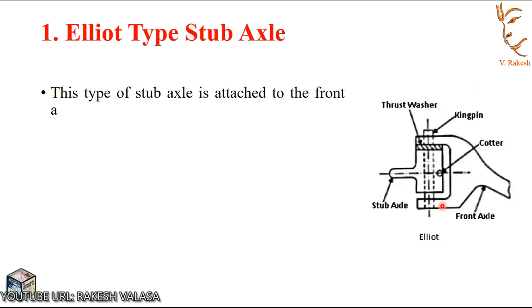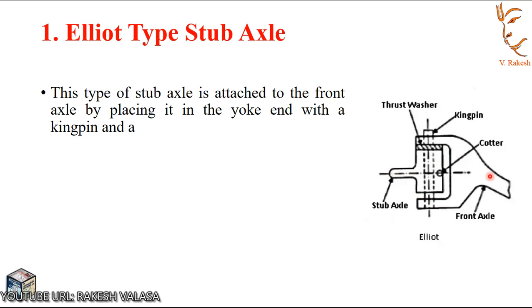Let us see this figure. Here this is the stub axle, this is the front axle. Both are connected with the help of kingpin. This type of stub axle is attached to the front axle by placing it in the yoke end with a kingpin and a quarter joint the two together.